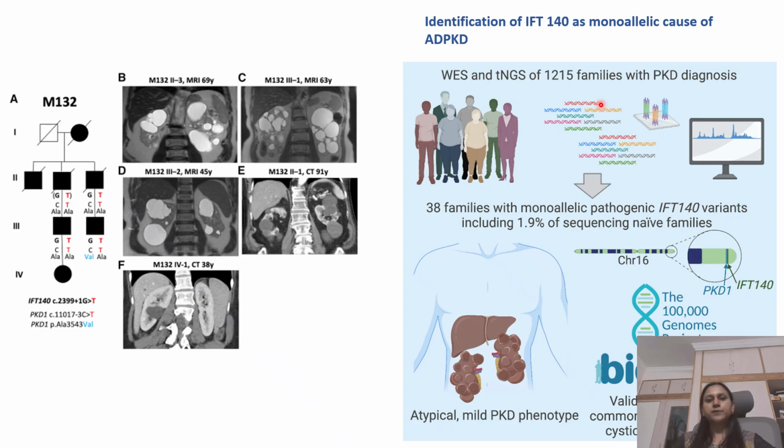So this was the first study to establish IFT140 as a monoallelic cause of ADPKD. It used whole exome and targeted sequencing across large PKD cohorts, including the 100,000 Genomes Project and UK Biobank. The investigators identified families with monoallelic pathogenic IFT140 variants, accounting for a good number of previously unsolved or sequencing naive families. The pedigrees and imaging on the left show the characteristic atypical, comparatively mild PKD phenotype. IFT140 was validated as effectively the third most common PKD locus.